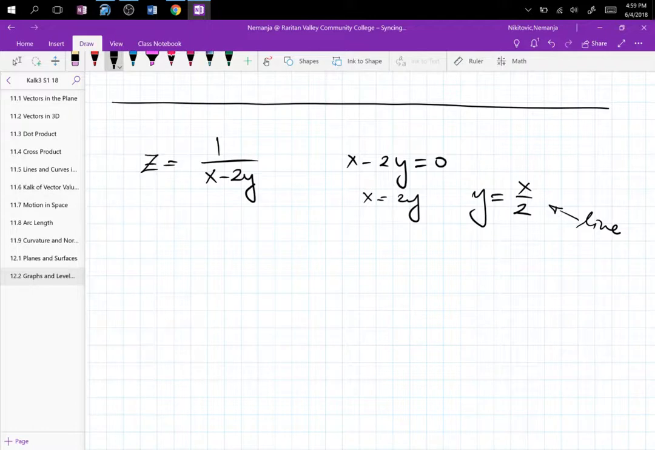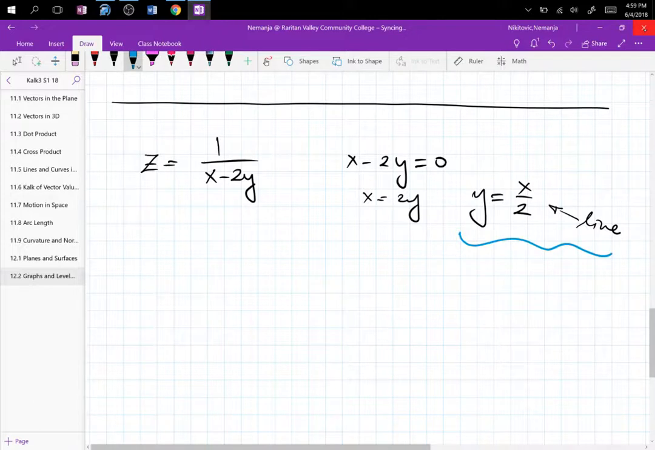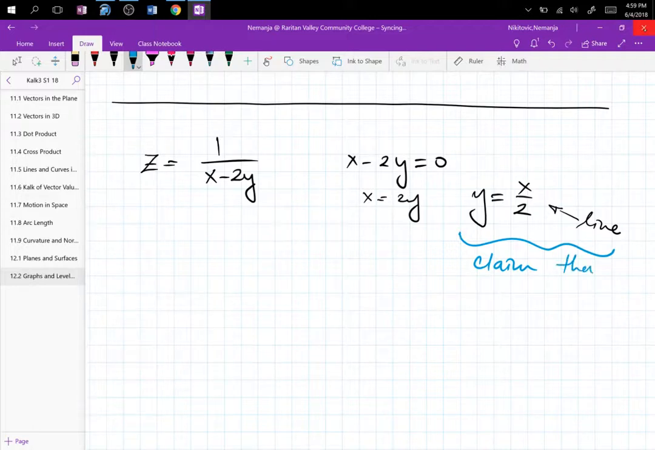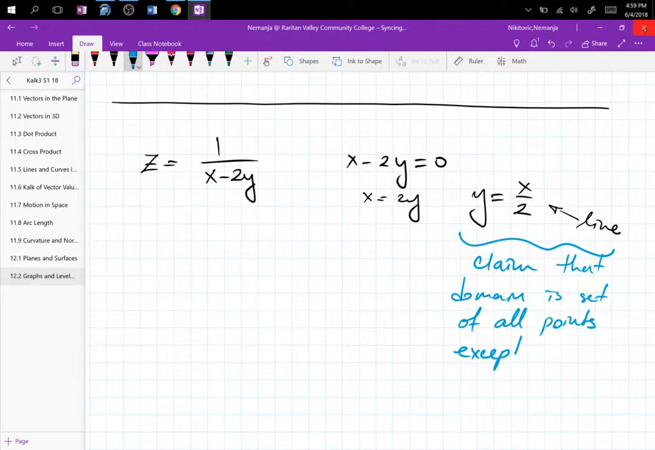So now, by knowing this, I can claim that the domain is the set of all points except those along y equals x over 2.